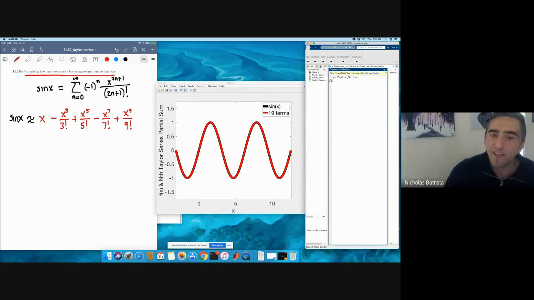And for the values of x between about minus pi to 4 pi, just using about 19 terms of this Taylor series is almost all we need to get pretty good agreement in this range of x values. But again, the further away from x equals 0 that we move, because that's where we're centering this particular Maclaurin series, the worse our approximation will get.